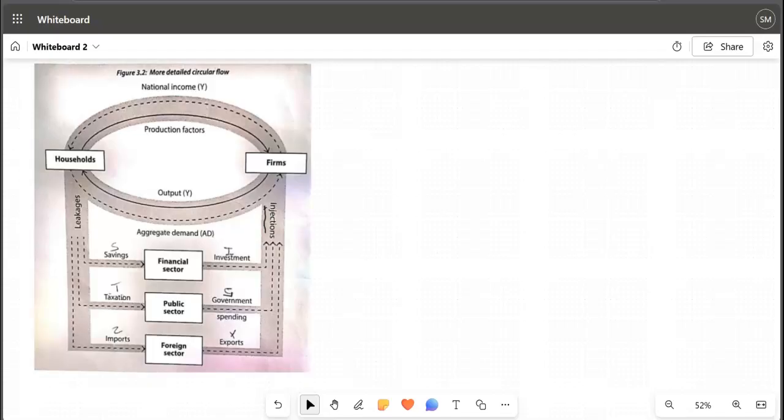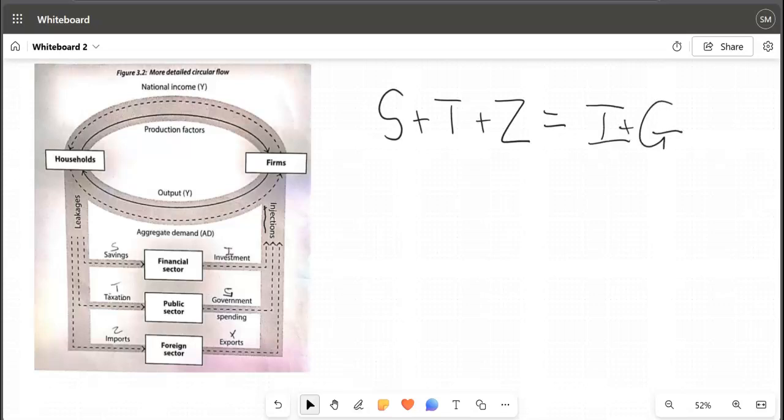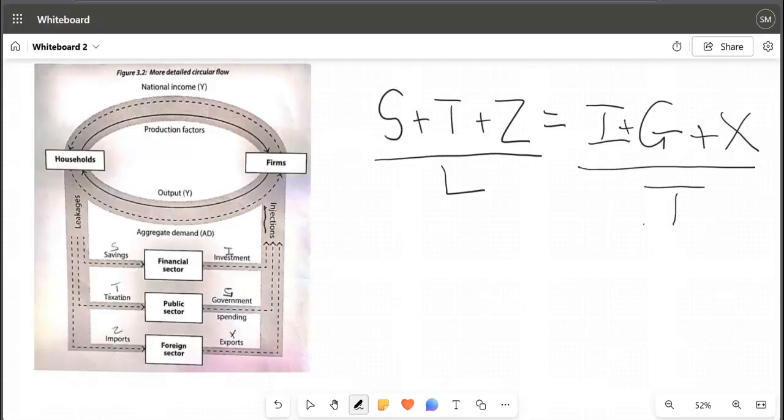So, according to this model, all leakages will be matched by an equal amount of injections, which is going to give us S plus T plus Z. Now, when we look at this side, this is the leakages side, right? That is going to equal I plus G plus X. And this is the injections side. So on this side, these are your leakages, right? And then on this side, these are your injections.